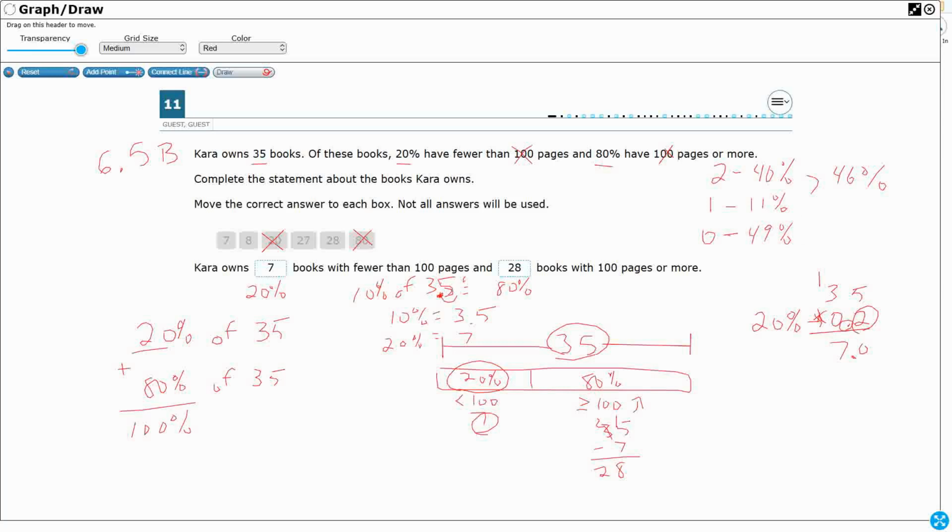How do you find the percent of a whole, but that whole is not 100, that whole is 35? I showed you two different options here. There are some other ones that students should be flexible with because there are many different ways to do it, and there might be one that's easier for them.